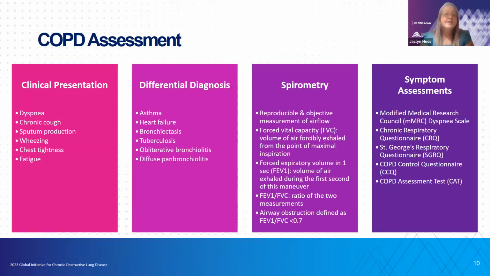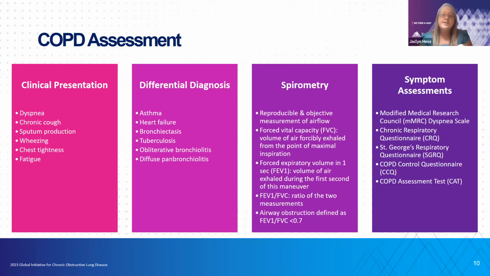So when we're assessing COPD, we look at a variety of factors, and first is their clinical presentation. So these patients typically present with dyspnea, chronic cough, sputum production, wheezing. Sometimes they'll have some chest tightness and fatigue. Some of these symptoms are consistent with other diagnoses, so we want to rule out other potential causes such as asthma, heart failure, bronchiectasis, TB. And once we do rule out these other causes, we'll confirm a diagnosis with the use of spirometry to help identify the existence of airflow obstruction and then determine its severity.